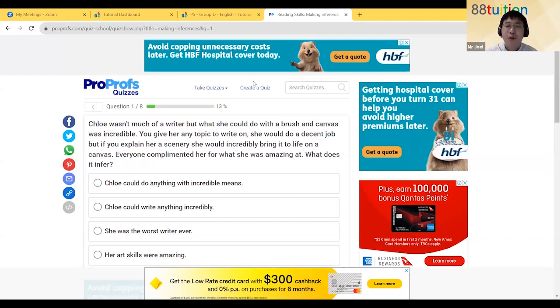Okay, so some of you actually gave me the answer 1 and 2, but that's not correct. You have to read it carefully. Did it say that Chloe could do anything incredibly? No, it says Chloe wasn't much of a writer, which means she did not write well, because wasn't means was not. She didn't really write stories very well. But she could use a brush and a canvas incredibly, right? Brush as in paintbrush, canvas as in the big white thing that the artist actually paints on.